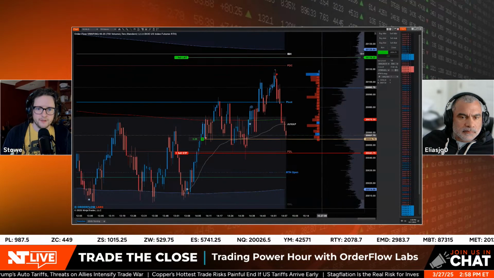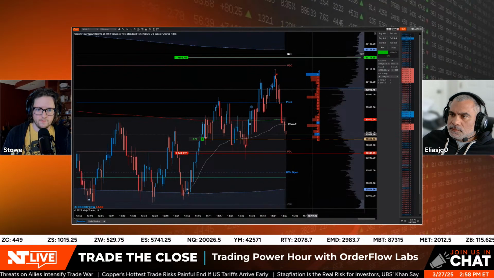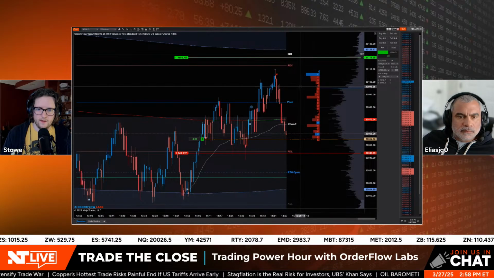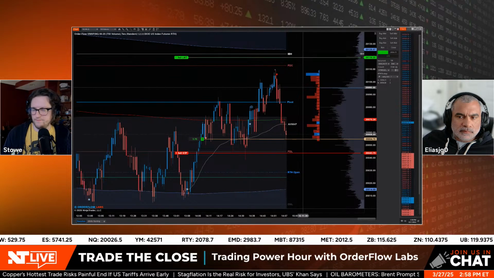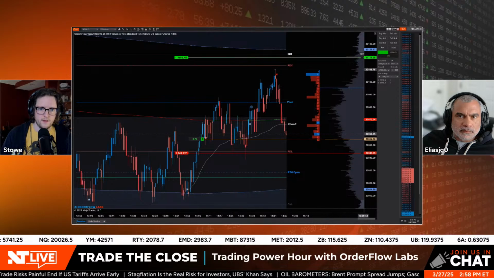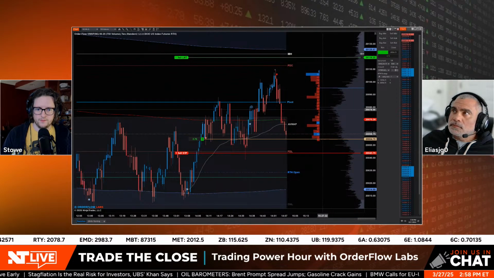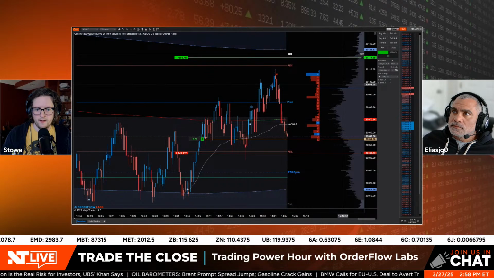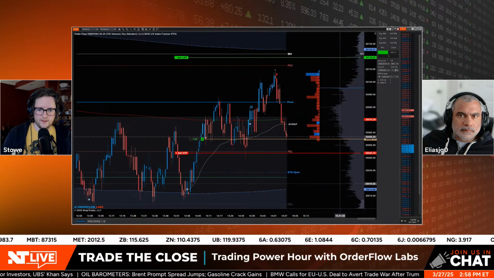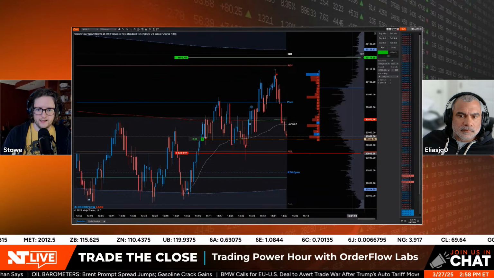So yeah, this point of control here, this is where that big seller was at. And we just went ahead and traversed this little value area here. It's kind of a node with another leg down here.